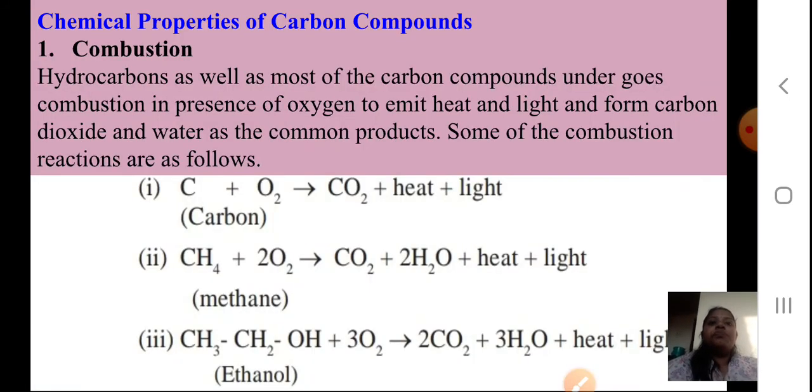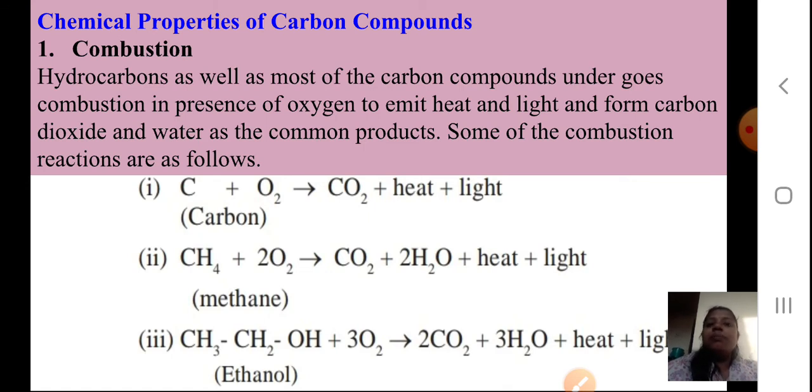Okay, so now we will start with the chemical properties of carbon compounds. First one is combustion. Hydrocarbons as well as most of the carbon compounds undergo combustion in presence of oxygen gas, to emit heat and light and form carbon dioxide and water as the common products. Some of the combustion reactions are as follows.